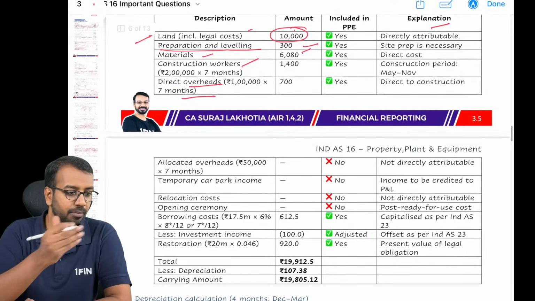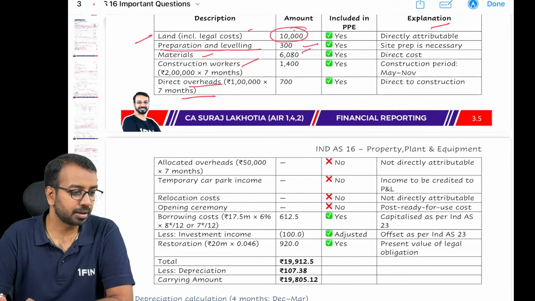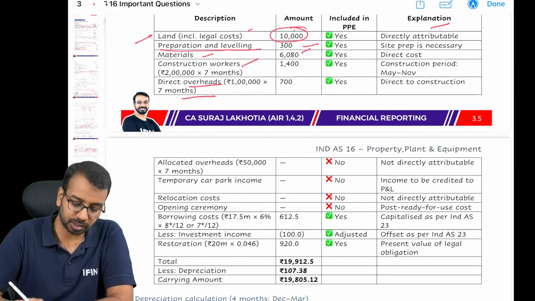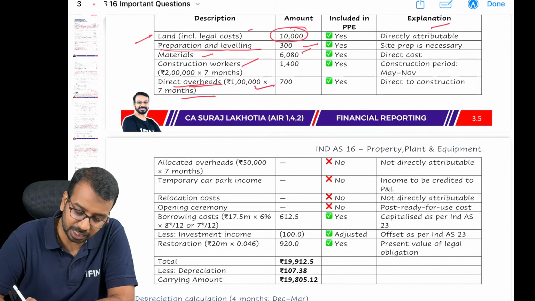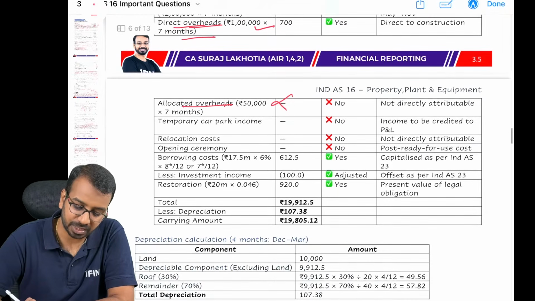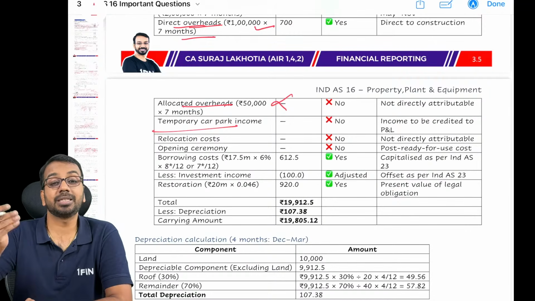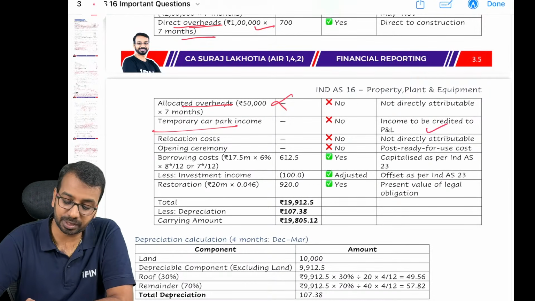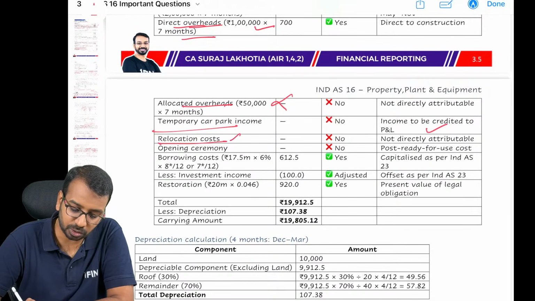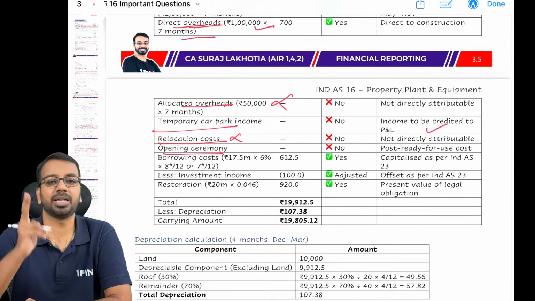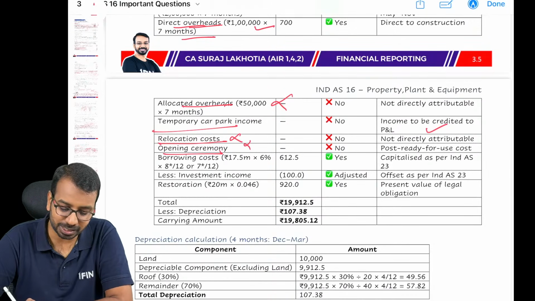Direct overhead, someone had asked, right? Naga Sairam, you had asked which overhead to consider. Direct overhead we will consider, allocated overhead we will not consider. Temporary income, whatever is generated by using that asset, will be credited to P&L. Relocation cost is not considered. Opening ceremony, ribbon cutting ceremony, not considered.